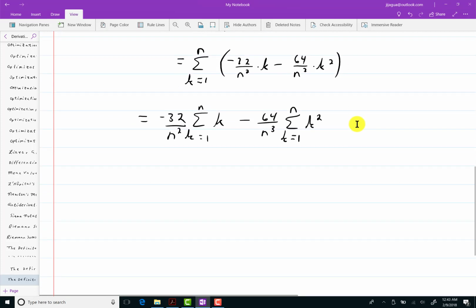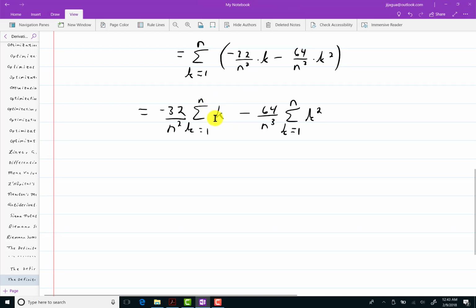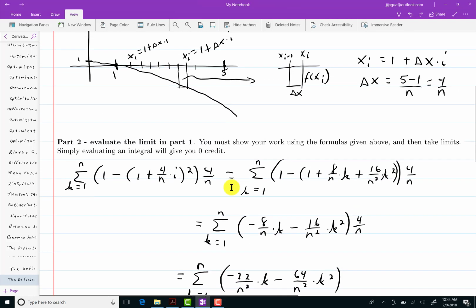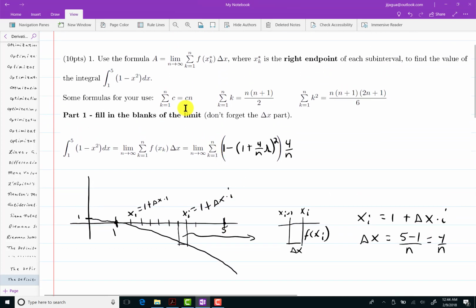Okay. The formula for just K or I, whatever it is you plan on using, that's the one that's negative 32 over n squared times n plus 1 over 2, minus 64 over n cubed times n plus 1 times 2n plus 1 over 6. And in case you're wondering, scroll back up to the problem, and I give you the formulas up here, so you don't have to memorize anything.